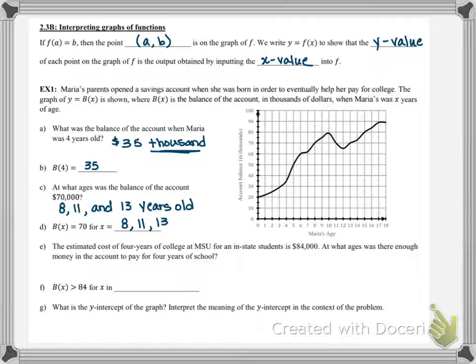So at what ages does she have enough money in the account to pay for school? 16. So she first has enough money at 16. That's exactly right. So that's right here. So we're looking for a y value of 84. And then everywhere above that, so all ages older than that, she also has enough money. So when she was older than 16.